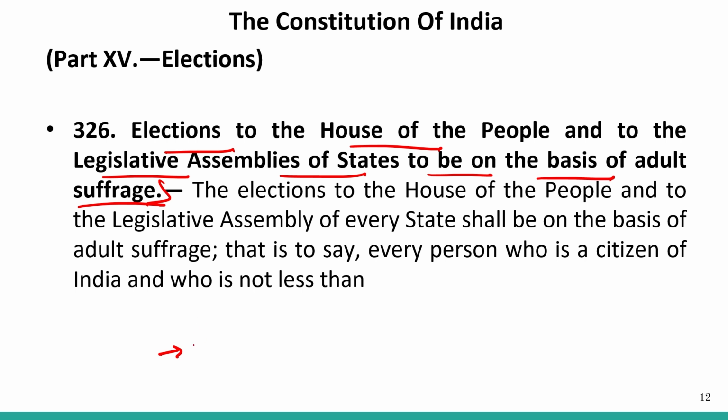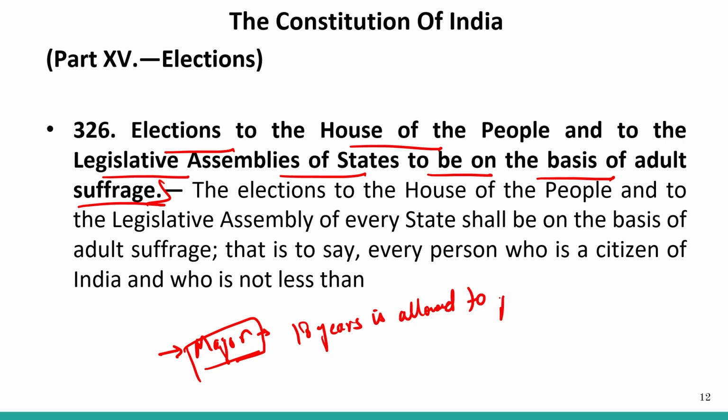That universal adult franchise, that is the word that is being used, which means that whenever there is an election that needs to take place, any citizen who has attained the age of majority, that is 18 years, is allowed to be in the electoral roll. Electoral roll is the same roll that we have just explained to you for casting a vote.